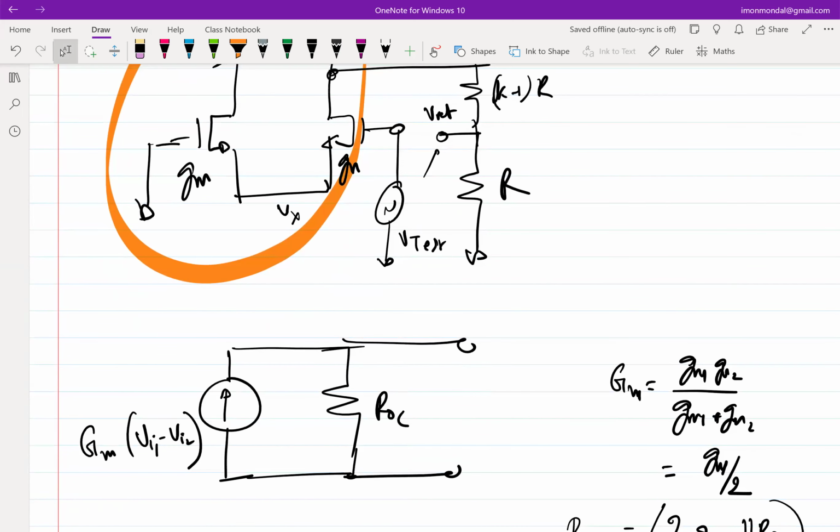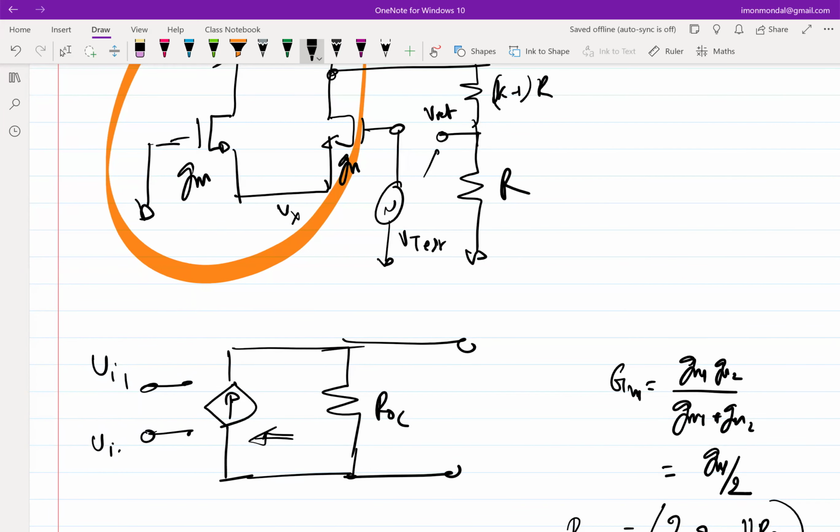Okay. But again, the way I have sketched this, it seems like this is an independent current source, right? But this is not an independent current source. It depends on VI1 and VI2. It's essentially a dependent current source, and the dependency is based on two voltage terminals, VI1 and VI2. Again, the critical distinction with respect to common source amplifier, the current in both the terminals is 0, right? Otherwise, I could have as well used a common source amplifier.